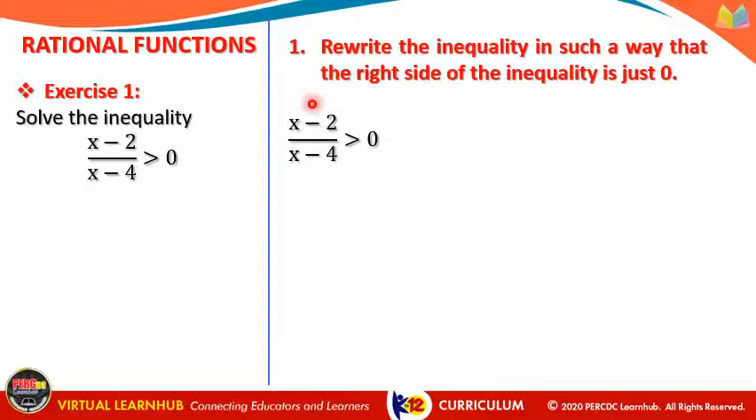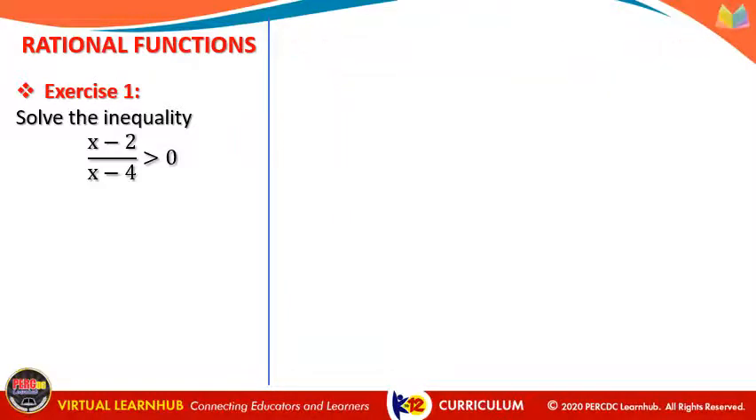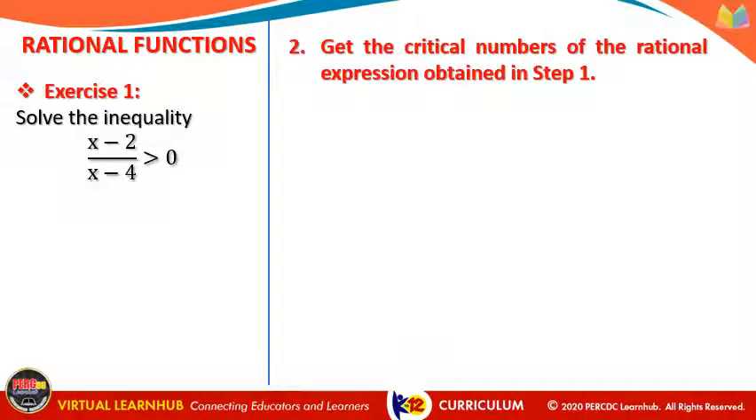However, notice na yung right side natin is already 0. So, you have here (x minus 2) over (x minus 4) is greater than 0. In short, tapos na po tayo sa ating first step. So, let's now move on to the second step. Step number 2, get the critical numbers of the rational expression obtained in step 1. Again, ito rin yung gagawin nating basihan kasi in the first place, hindi naman natin ito ini-rewrite.